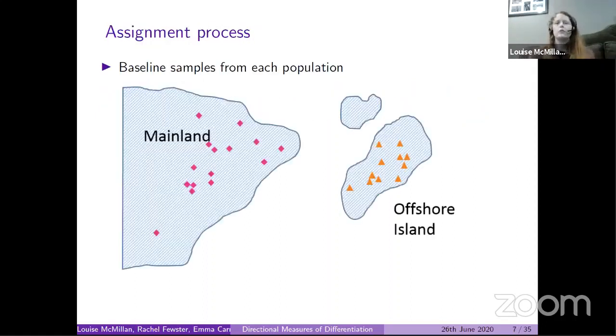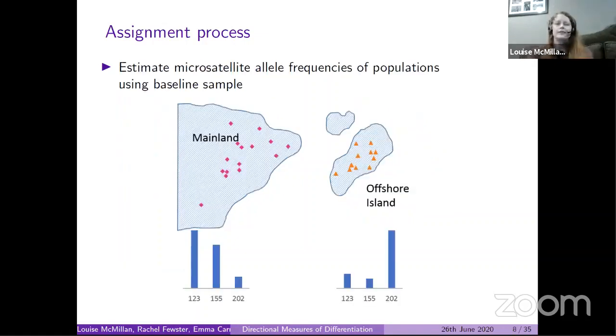So where do we start? Well, we're going to need some samples from each of the populations, from the mainland population and the offshore island, before the eradication. And then we extract DNA from these and look at many different points on the genome known as loci. And at each locus, there will be different allele types that you see in the populations. And in this case, we've got a locus with 3 different allele types. And you can see that they've got quite different frequencies in those two populations.